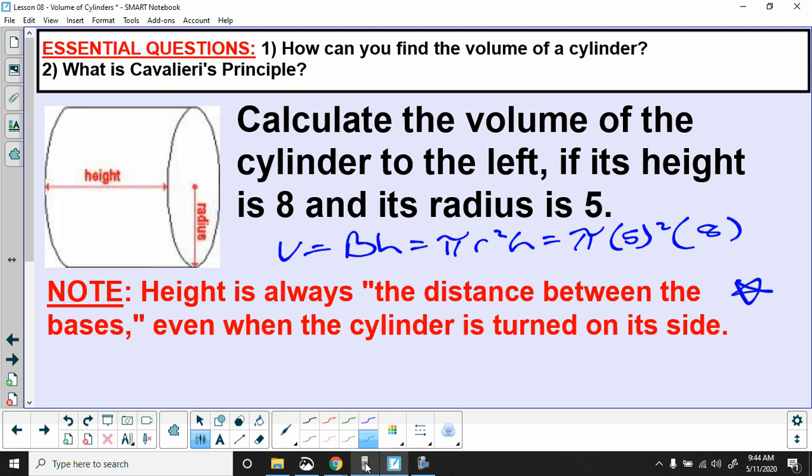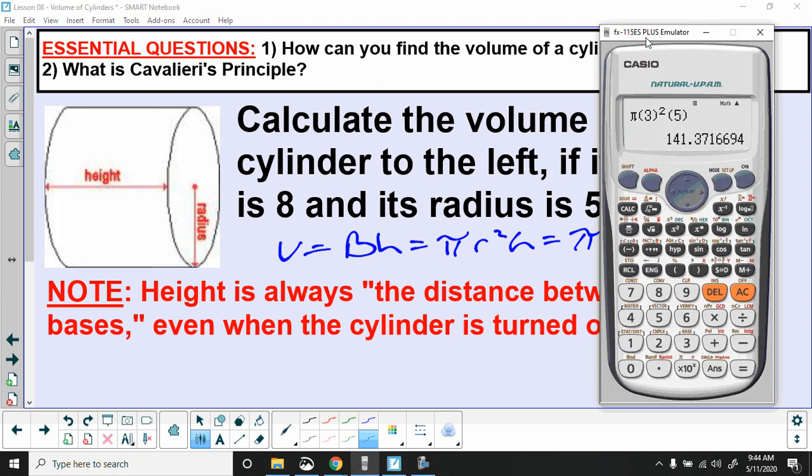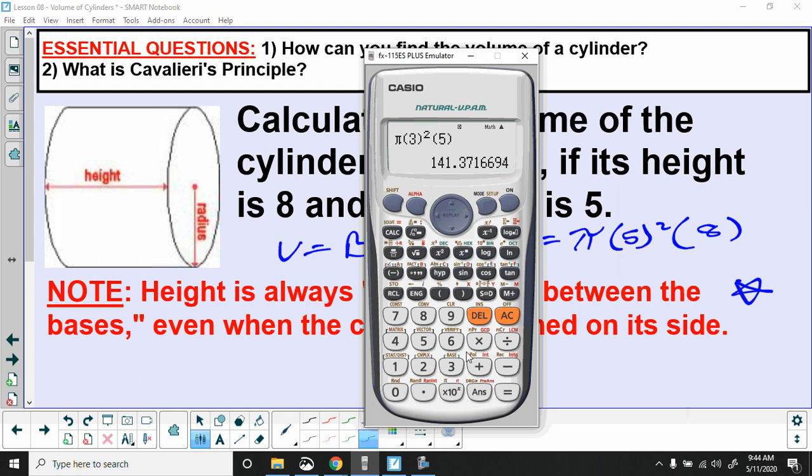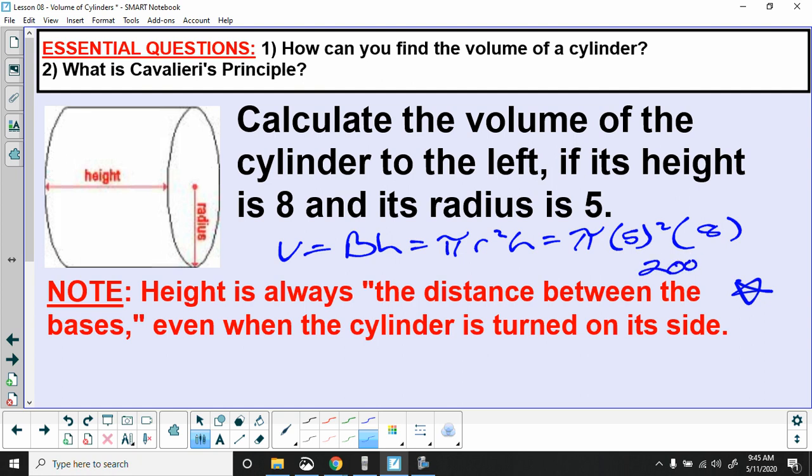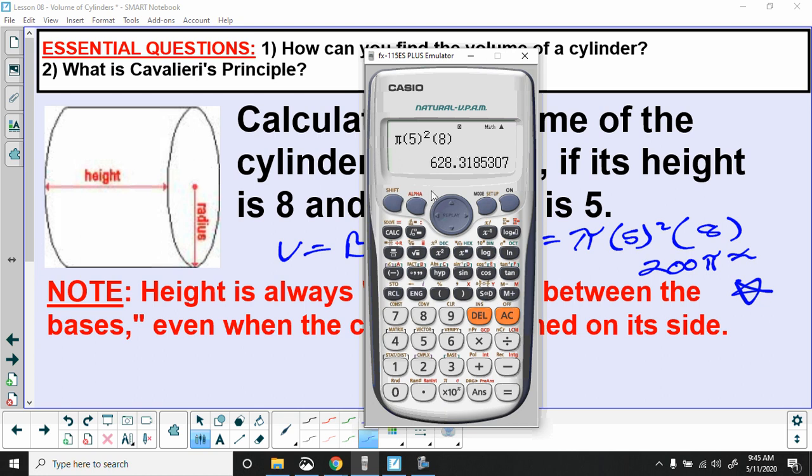Get your handy dandy calculator. I'll move this over so I can see what I'm typing. And we're going to go shift pi, parentheses 5 squared, parentheses 8, enter. 200 pi. Again, if I was asking for decimals, hit the SD button, and we get 628.32, rounding that one up.